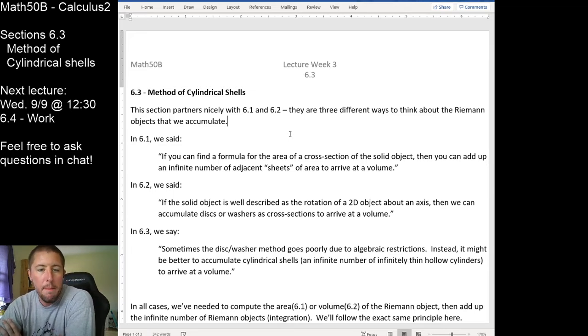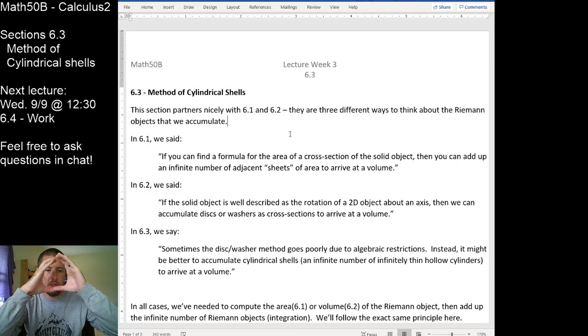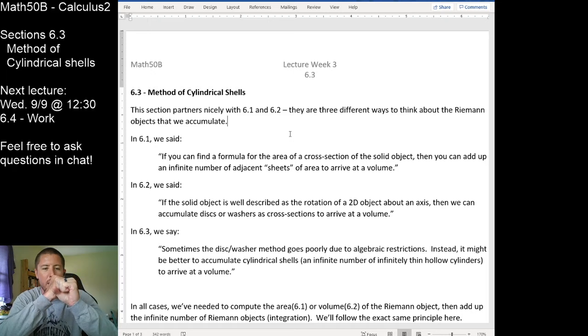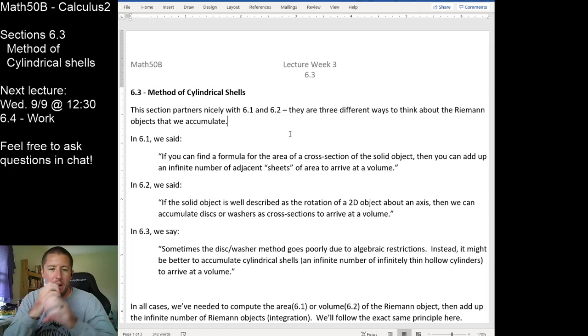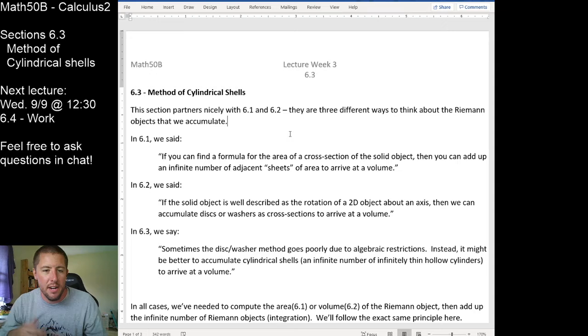So instead, we're going to say maybe it's going to be better to accumulate cylindrical shells, an infinite number of infinitely thin hollow cylinders, and that's what's going to arrive at our volume. So what you should be picturing is sort of like straws that are all getting layered together. And if you had an infinite number of straws that had smaller and smaller diameters starting from an outer one, that would really just make one solid object. You would just end up with the entire cylinder right there.